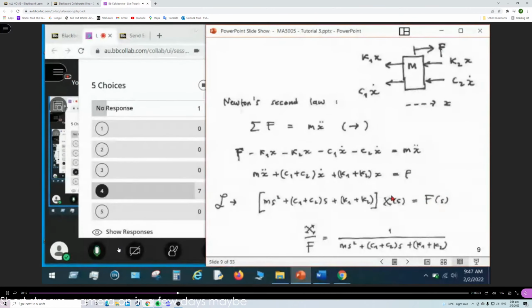This is the input, and this is the output. The transfer function is the ratio of output to input. So X over F equals, of course, 1 over this part. So we have it already. Do we need to solve? No need, because the question doesn't ask us to solve.